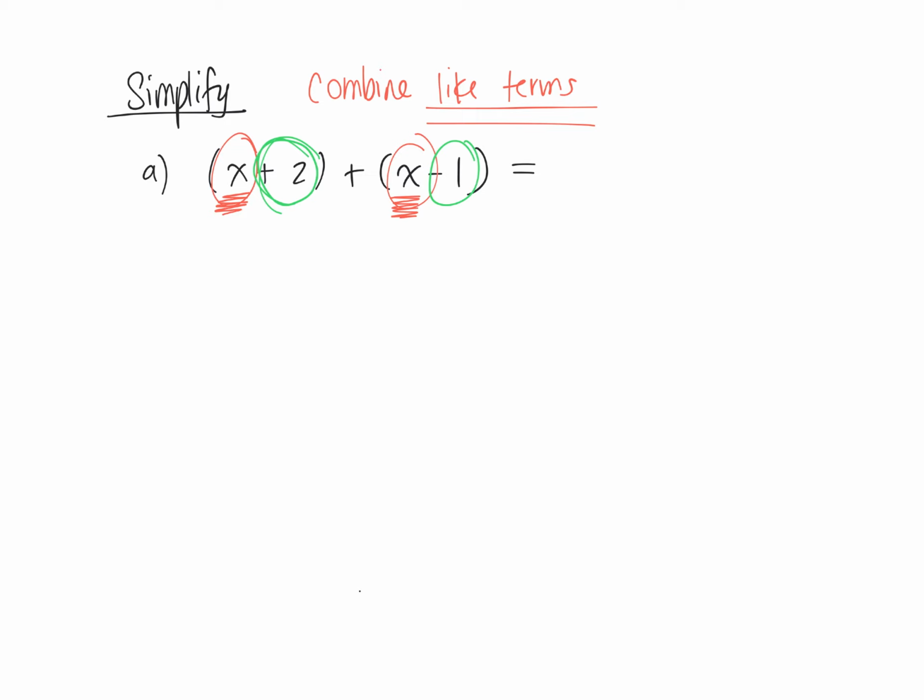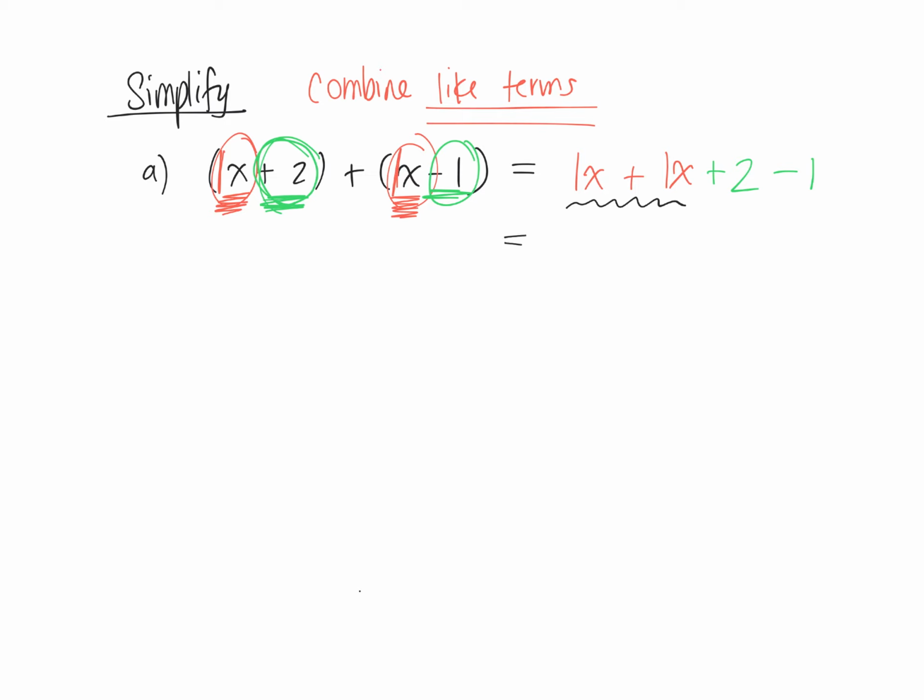So let's write it out. I have 1x and 1x. So we're going to write 1x plus 1x. And then I have plus 2. And I have a -1. You're just rearranging these and grouping them together. You're just grouping your like terms. So we're adding these together.